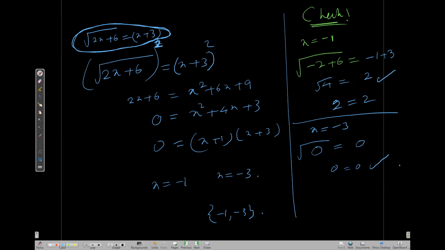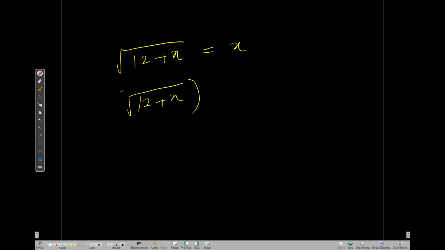And let's see another example. How about this? The square root of 12 plus x equals x. And again, the term involving the radical sign is isolated. Again, don't make the mistake that I made in the previous example. So you square it in the next step. So I get 12 plus x equals x squared.